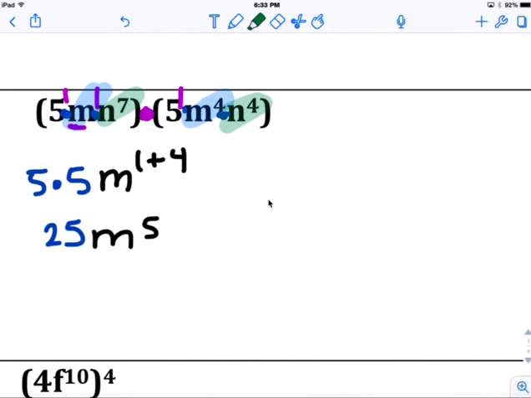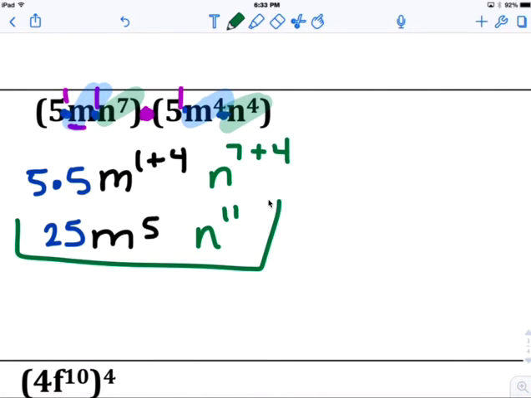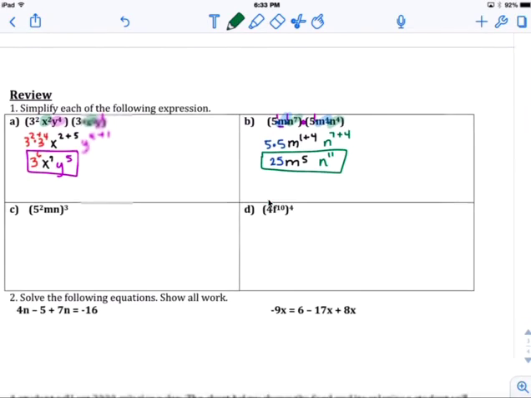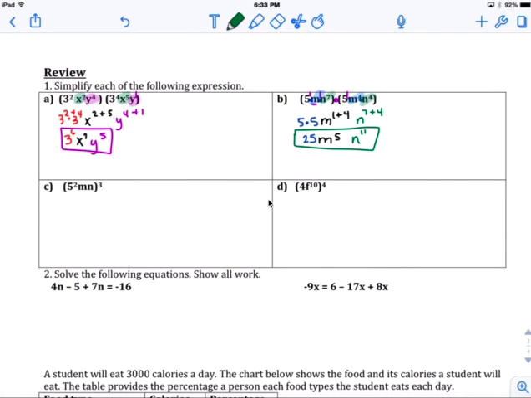and n to the 4th. So n to the 7th plus the 4, you get n to the 11th. That's your answer. And letter C.